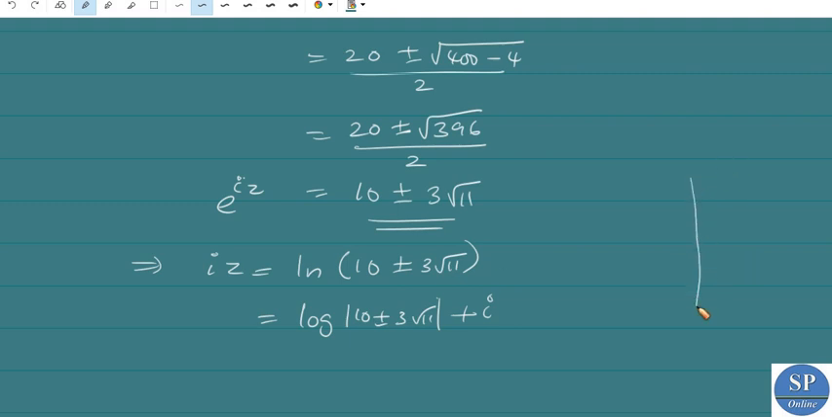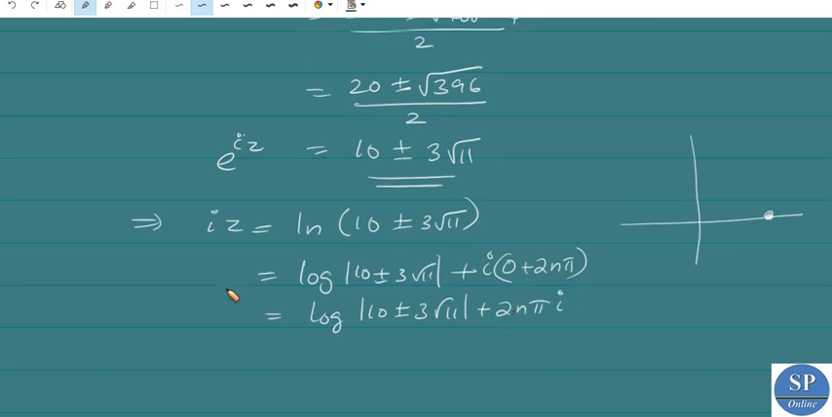So this value is actually a purely real number, so it will be on the positive real axis because this is a positive number. 10 plus 3 root 11 is positive, also 10 minus 3 root 11 is positive, so it will be somewhere here, in the positive real axis. So the argument is 0, so 0 plus 2n pi, clear. So this will be iz. So this is equal to log of mod 10 plus or minus 3 root 11 plus 2n pi into i. Okay, so we need to find z.